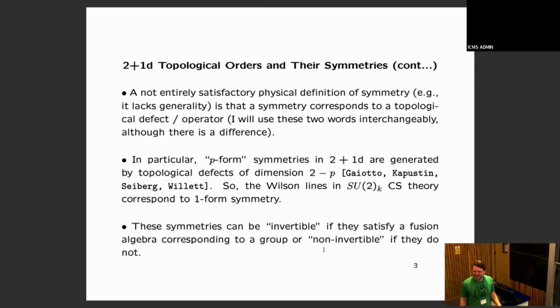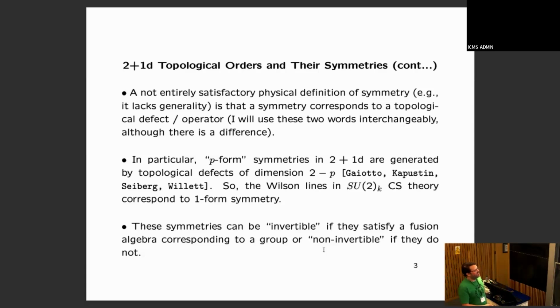Yeah. Any other questions? So the P-form symmetries in 2+1 dimensions are generated by topological defects of dimension 2 minus P. So the usual symmetries that you might think about are zero form symmetries. So those are things that live on codimension 1 surfaces. But you can have higher codimension, right? I mean, this is maybe probably not surprising.